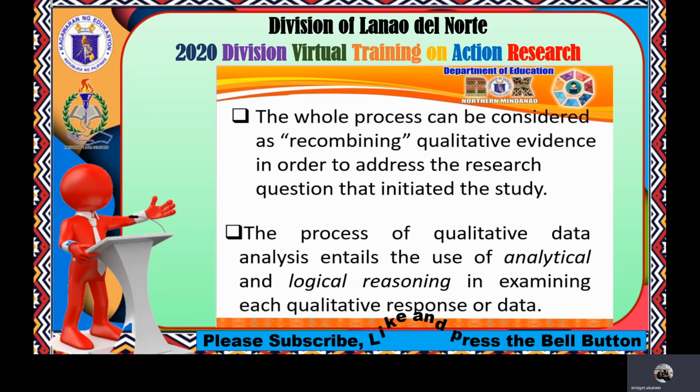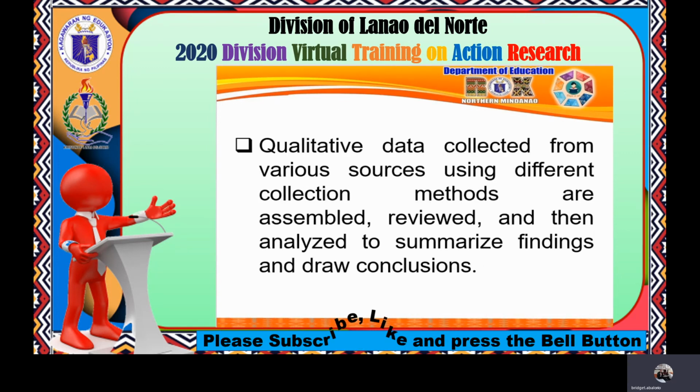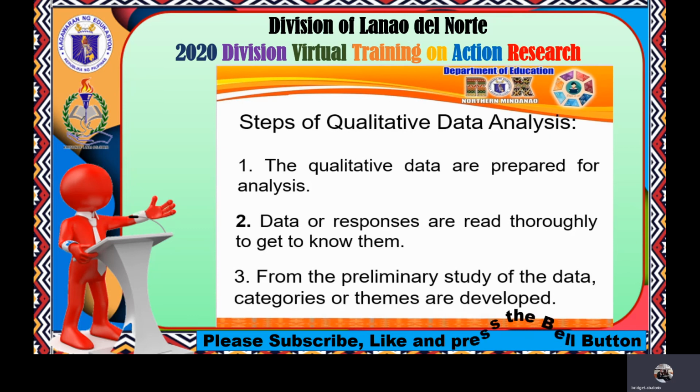The process of qualitative data analysis entails the use of analytical and logical reasoning in examining qualitative responses or data. Qualitative data collected from various sources using different collection methods are assembled, reviewed, and analyzed to summarize the findings. Then after that, you are going to draw conclusions. So we have different steps of qualitative data analysis.